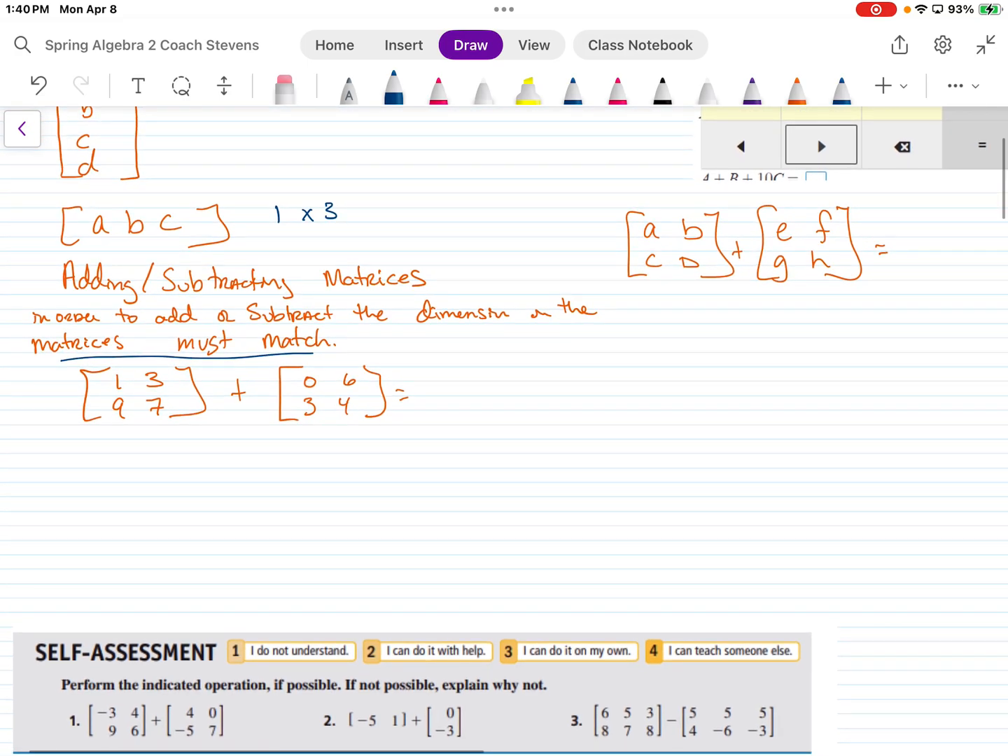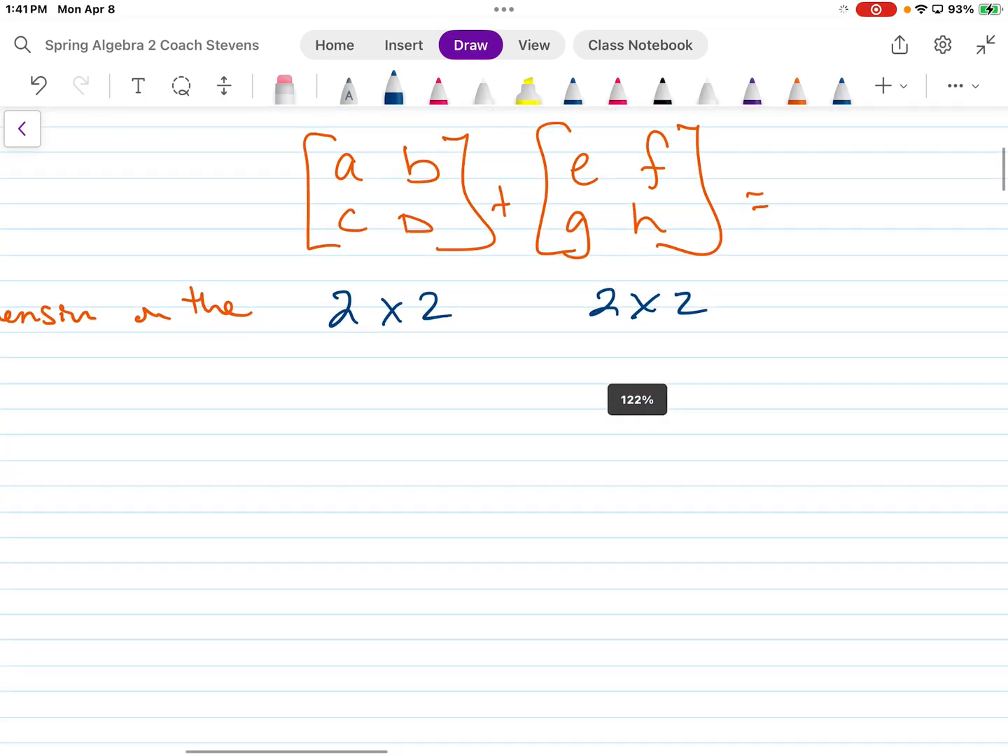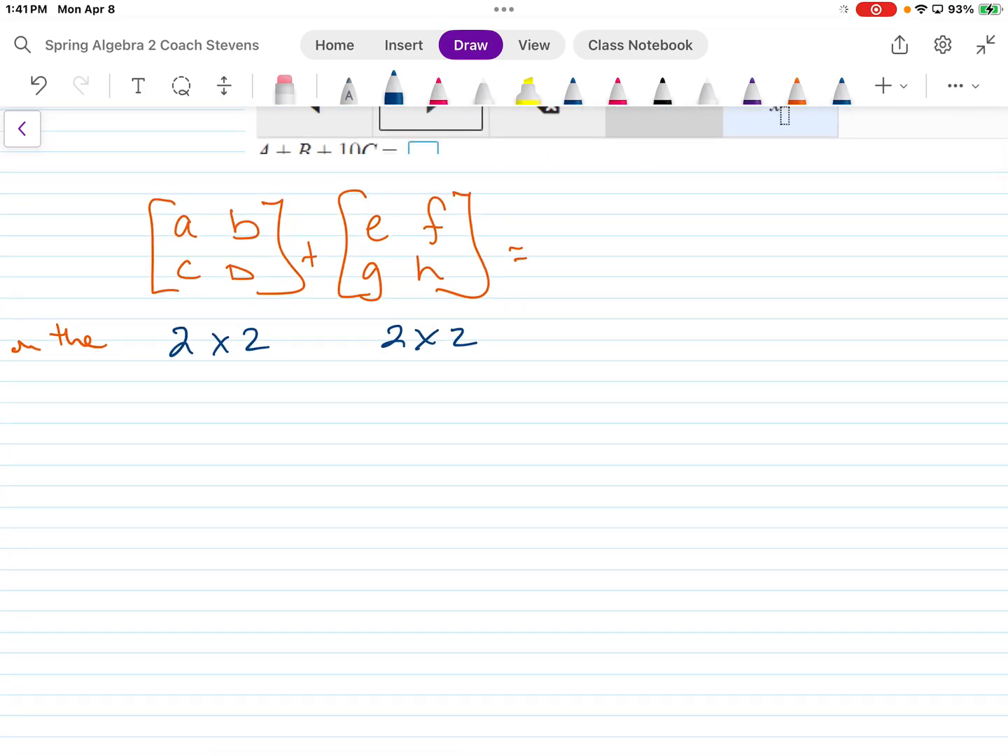So as I look at my generic template up here, I have a 2 by 2 matrix being added to another 2 by 2 matrix. That means I'm allowed to go ahead and combine the two together. If I don't have the same dimensions, then I can't add or subtract them, and that would just stop. When I do have the same dimensions, we take the items in corresponding locations and, in this case, add them together.